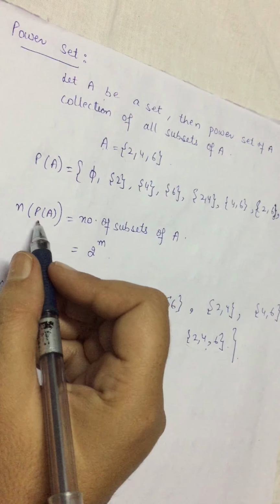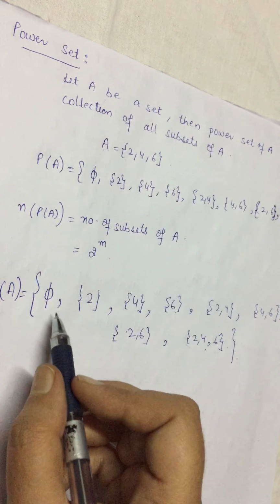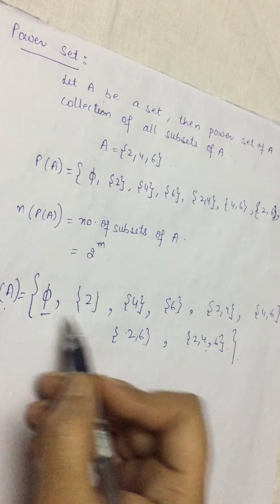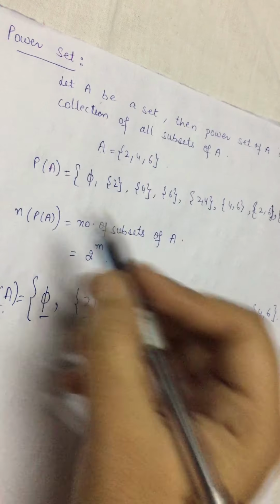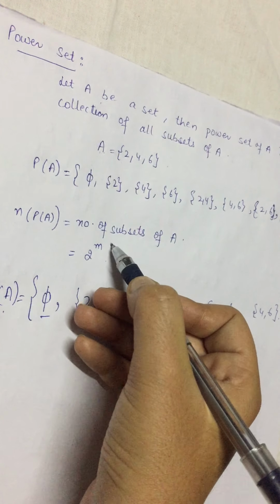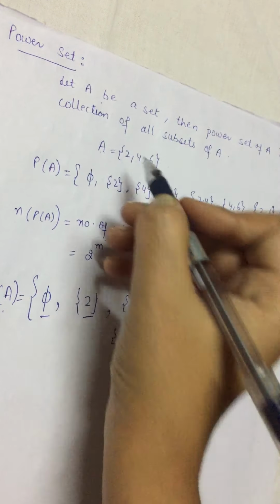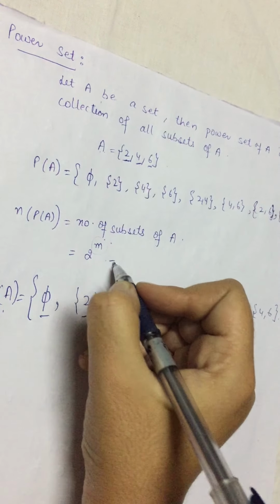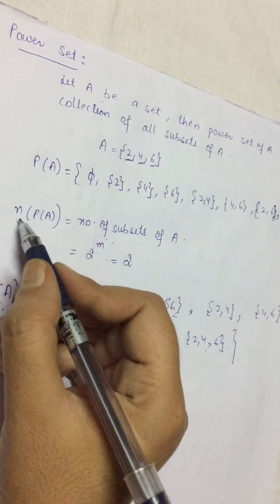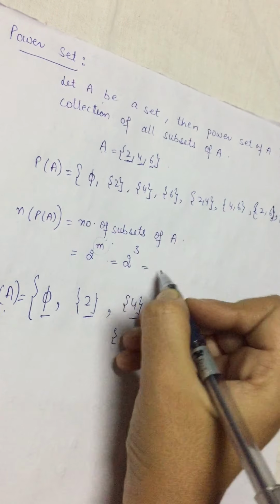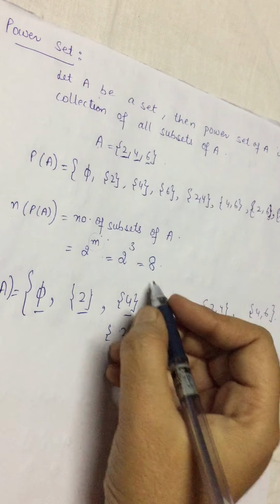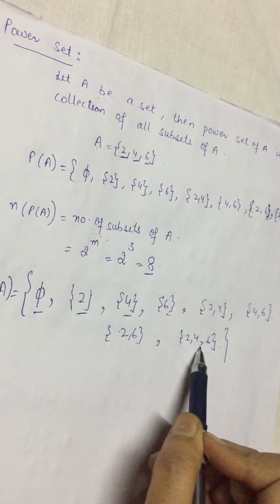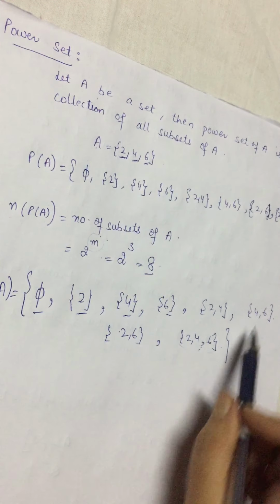Now how many elements will be there in the power set? Cardinality of power set will be the number of subsets. So number of subsets, as I talked earlier, will be 2 raised to power m, where m is the number of elements present in A. So here the number of elements present in A is 3. So cardinality of the power set will be 2 raised to power 3, that will be 8. So number of elements will be 8. You can count it: 1, 2, 3, 4, 5, 6, 7, 8. So the number of elements in P(A), the power set of A, will be 8.